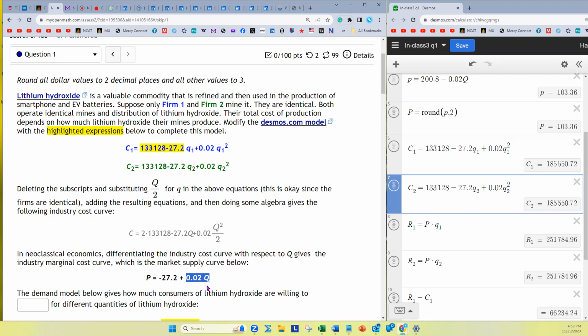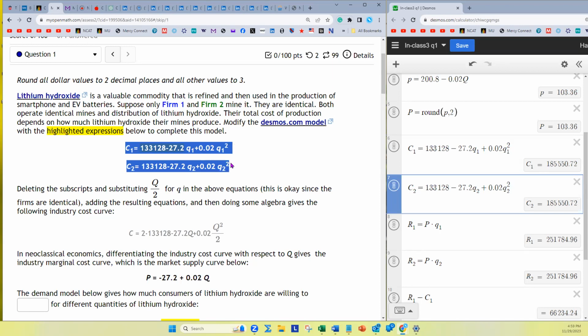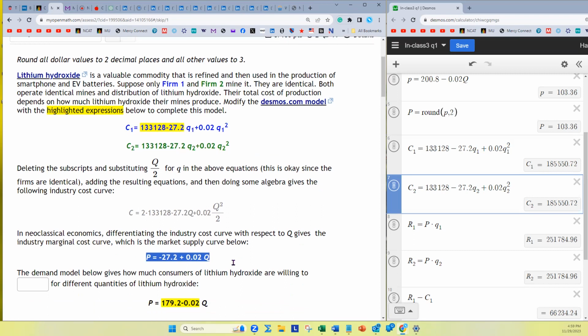I just wanted to illustrate that this marginal cost curve in neoclassical economics comes from adding up the firm cost equations. You add those two together, you do some algebra, then you take a derivative, and from these two equations, you get this market supply curve, okay?